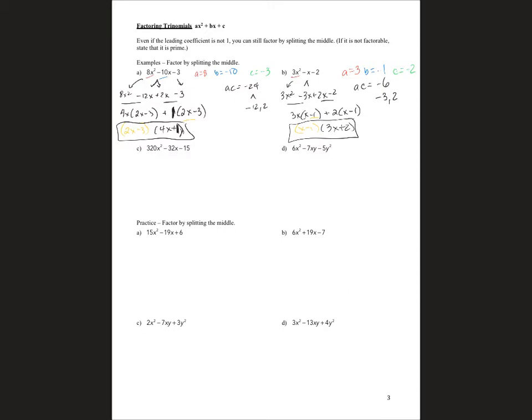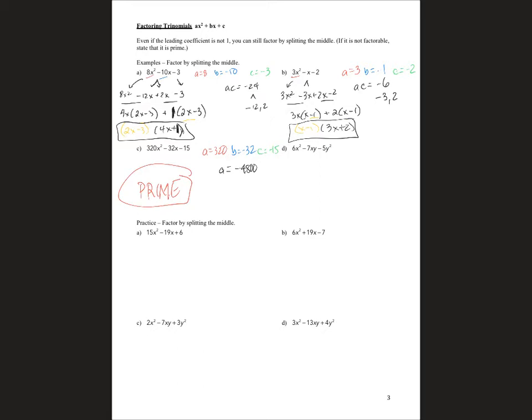Next one. A is 320. B is -32. C is -15. AC is -4800. Now, this is a large number, so you may be toying with this for a while trying to figure out the factors. You could use a 4-function calculator to just start performing division. I don't know how hard you tried. I hope you didn't suffer too much, because this one, my dears, is prime. It's not factorable.